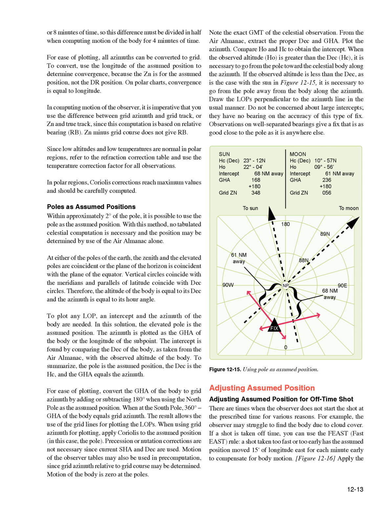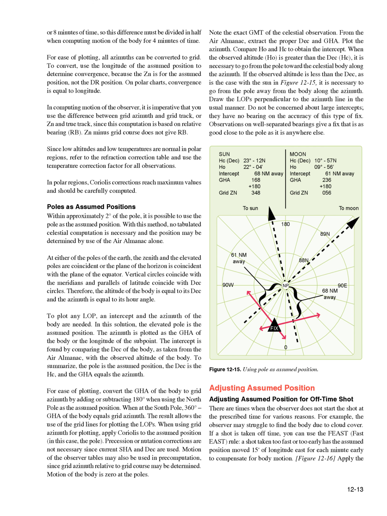Poles as assumed positions: within approximately 2 degrees of the pole, it is possible to use the pole as the assumed position. With this method, no tabulated celestial computation is necessary and the position may be determined by use of the Air Almanac alone. At either of the poles of the Earth, the zenith and the elevated pole are coincident, or the plane of the horizon is coincident with the plane of the equator. Vertical circles coincide with the meridians and parallels of latitude coincide with declination circles. Therefore, the altitude of the body is equal to its declination and the azimuth is equal to its hour angle.